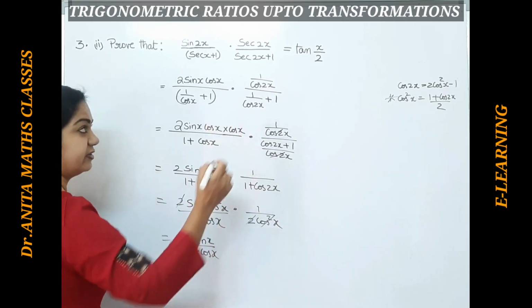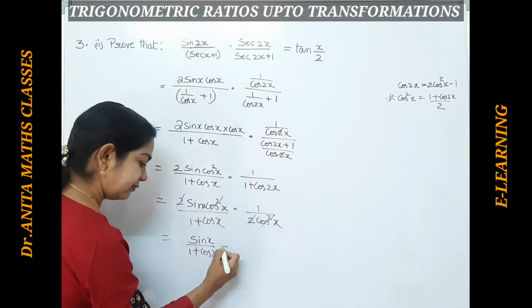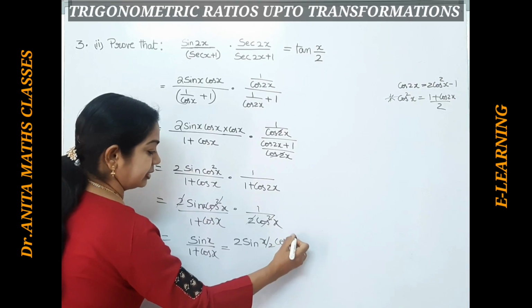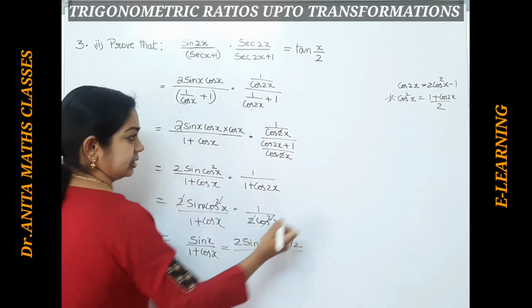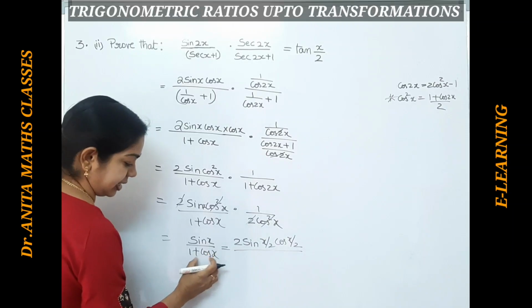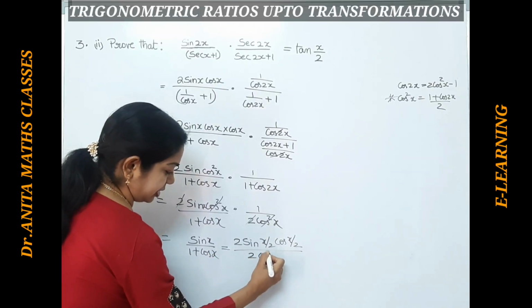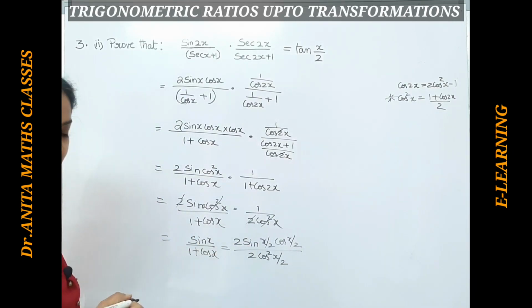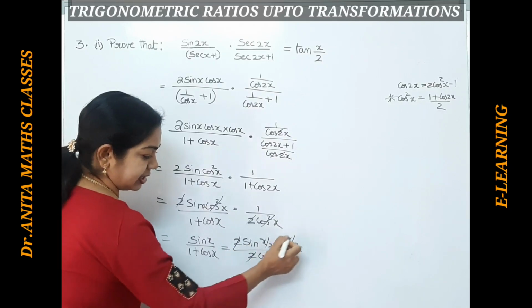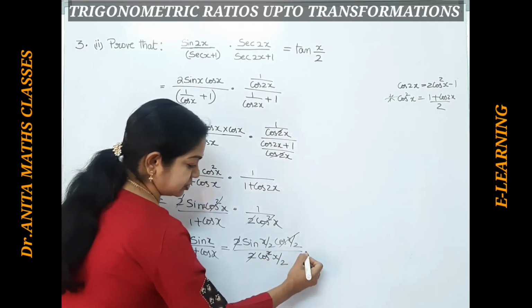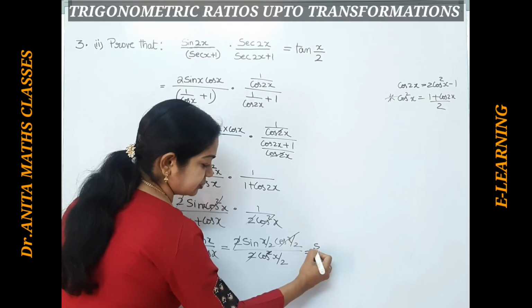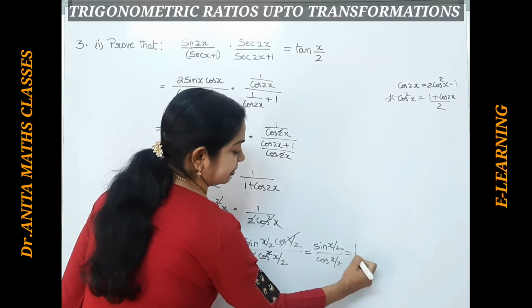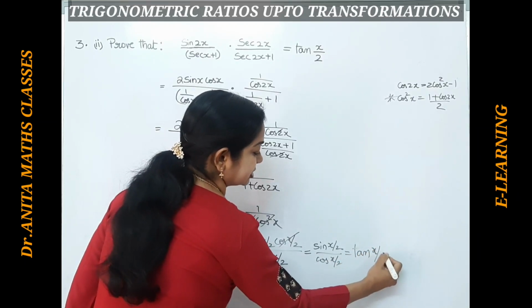But the answer we have is in x by 2 form. So here further we will write 2 sin x by 2 cos x by 2 divided by 2 cos square x by 2, using the formula. If it is plus, cos square; if it is minus, we can take sin square. Now 2 and 2 get cancelled, cos x by 2 and one cos x by 2 go off, so 1 will remain. This becomes sin x by 2 divided by cos x by 2. This is nothing but tan x by 2. So this is our RHS.